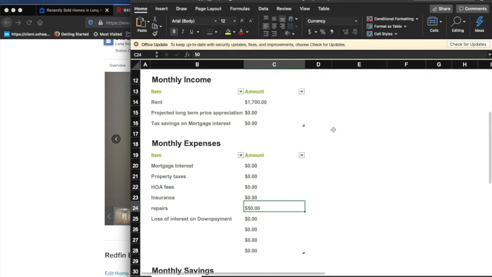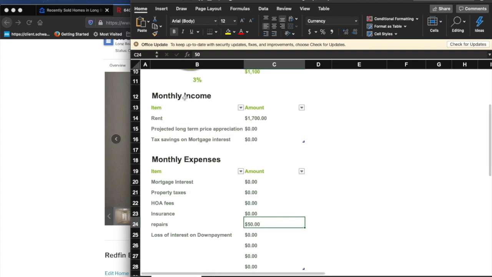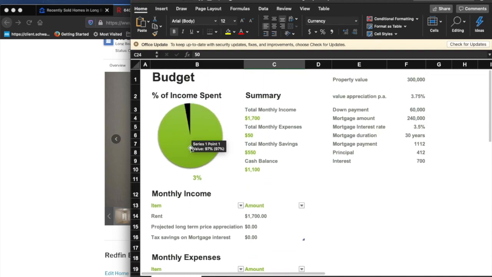Now, the next thing is monthly income. We are not done with it. Another thing that I take into consideration is projected long-term price appreciation. Now, projected long-term price appreciation, I assume that the property value goes up by 3.75%.